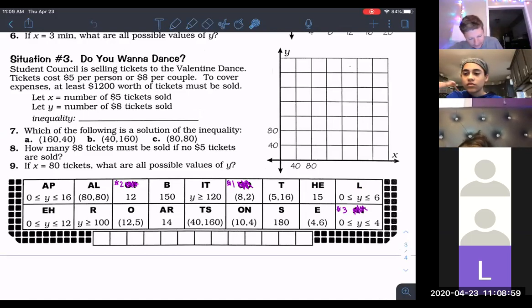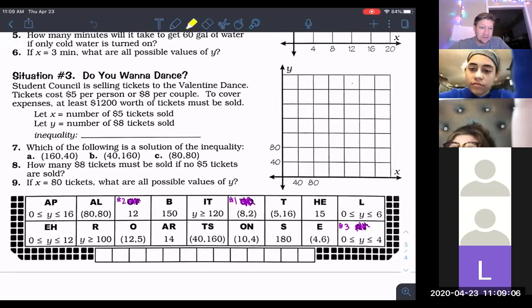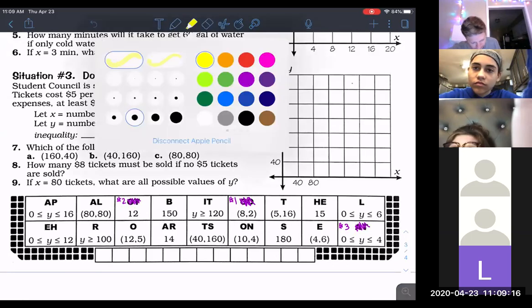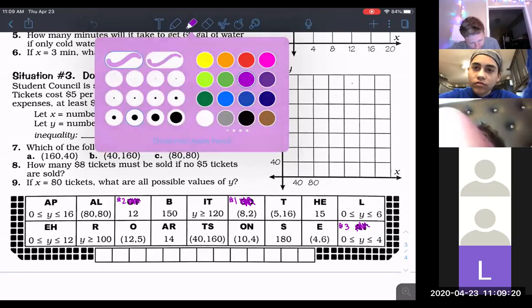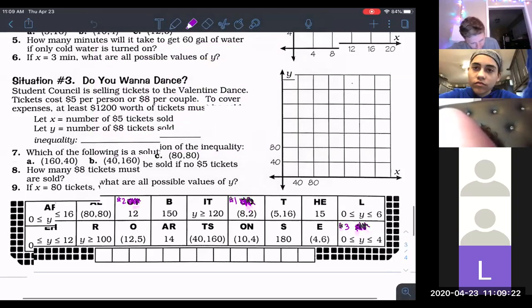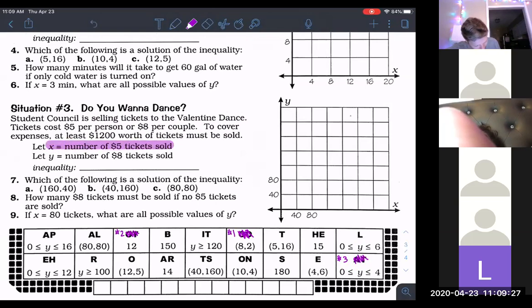Okay. So let's get our highlighters out because we want to find some information about this problem. Now, the nice thing about these applications is they already define the variables for you. So we have fewer to do than last week, and they help us out with that, which is really nice. So let's pick some fun colors to use here. Let's go purple. Okay, so X is going to be purple. So X is the number of $5 tickets sold.